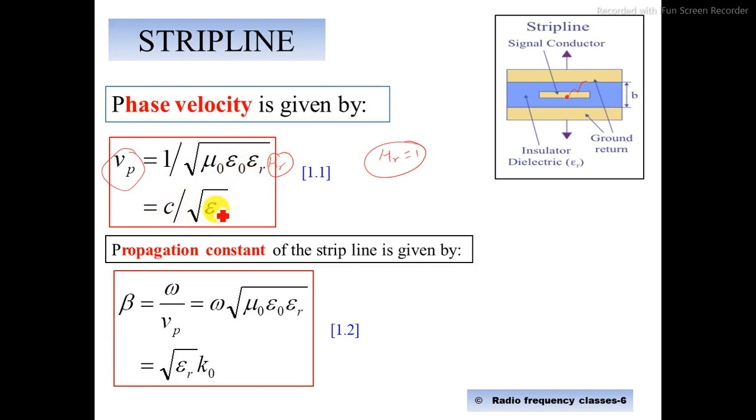So the factor under root epsilon r will be there. If epsilon r is 1, the Vp will be almost the same inside this strip line. Otherwise, Vp will be reduced by the factor of under root epsilon r. So while calculating the phase velocity, we can see this.